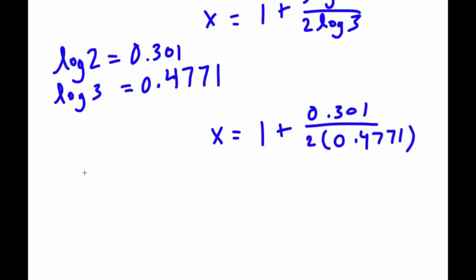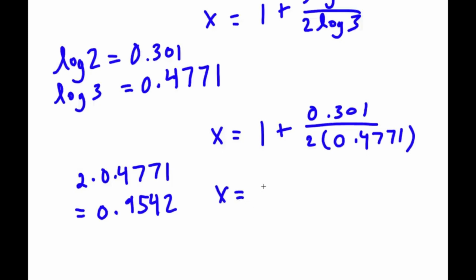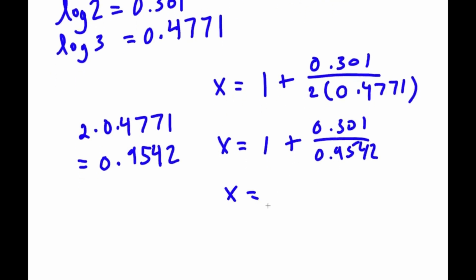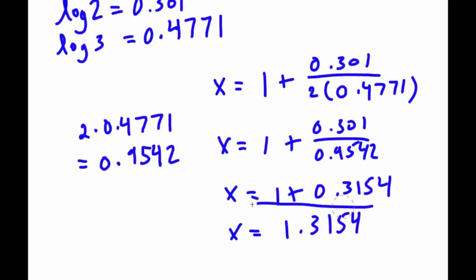Now let's simplify this. 2 times 0.4771 is equal to 0.9542. So I have x is equal to 1 plus 0.301 over 0.9542. Now I'm going to go ahead and simplify 0.301 over 0.9542. So this is equal to 0.3154. So 1 plus 0.3154 is simply 1.3154. So x is equal to 1.3154.